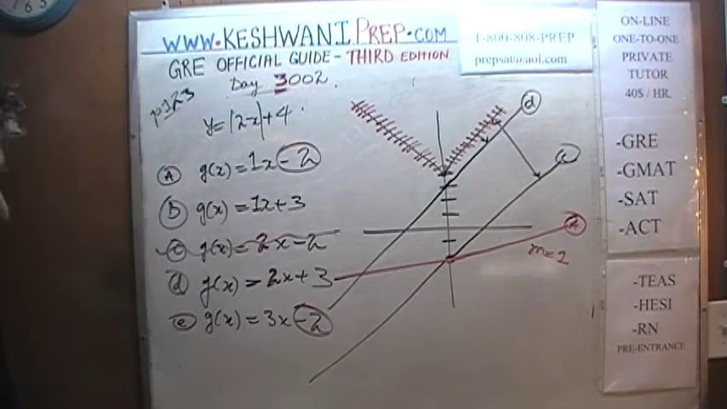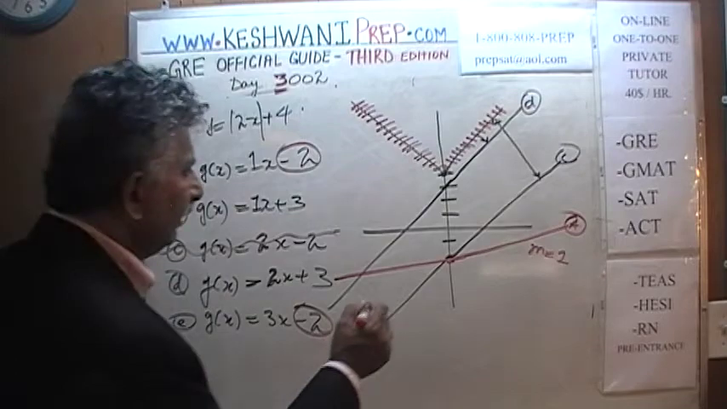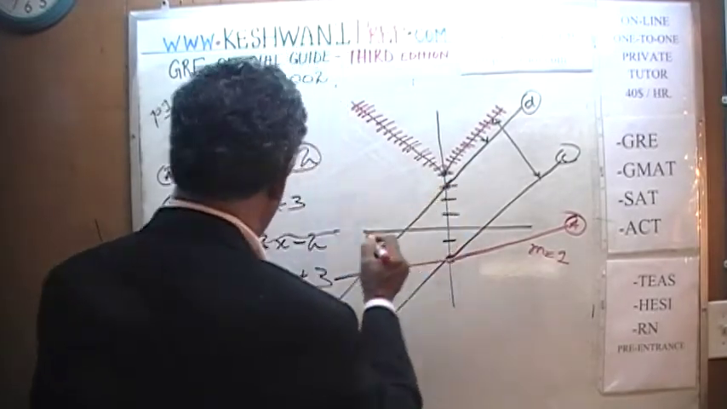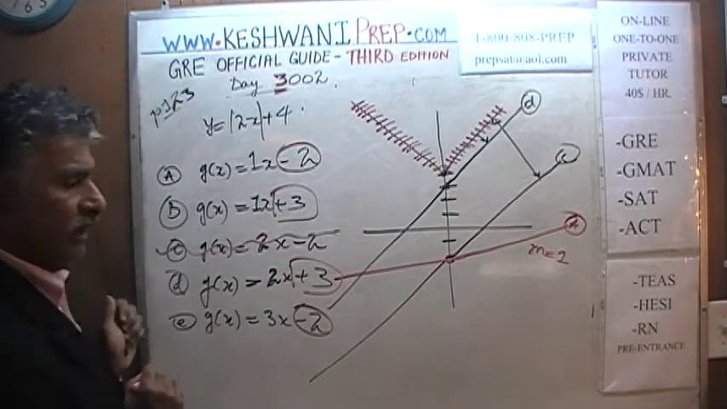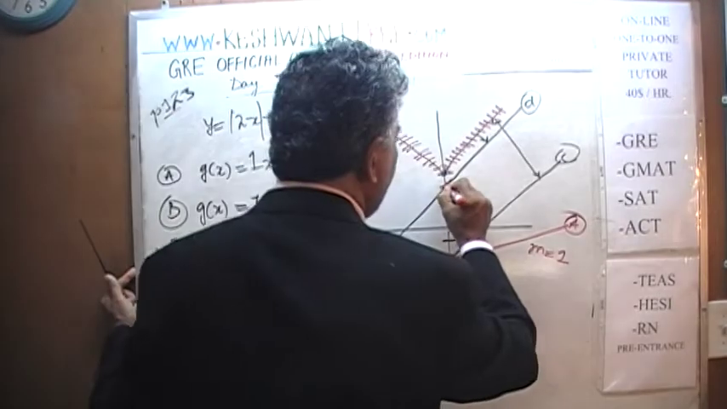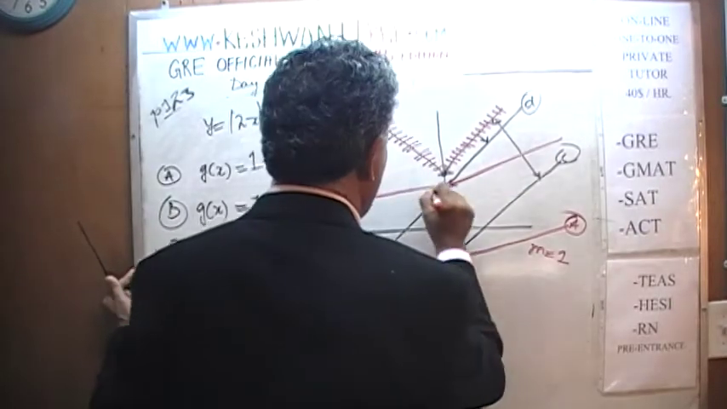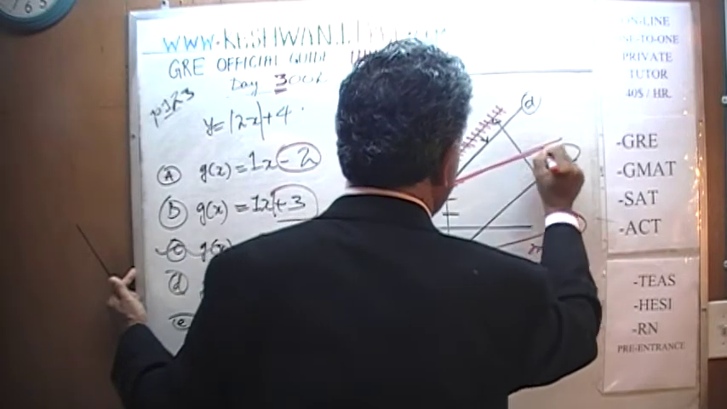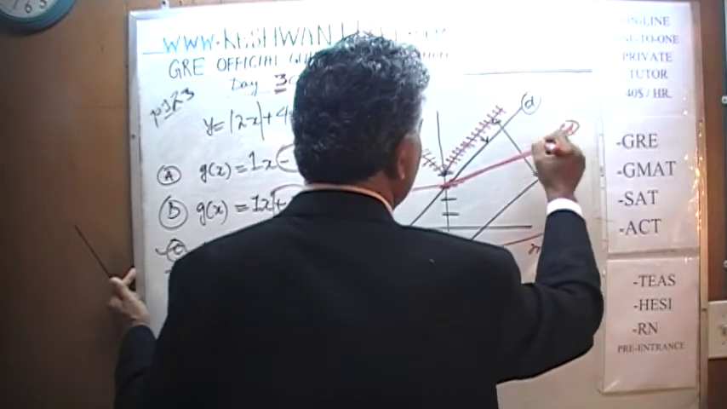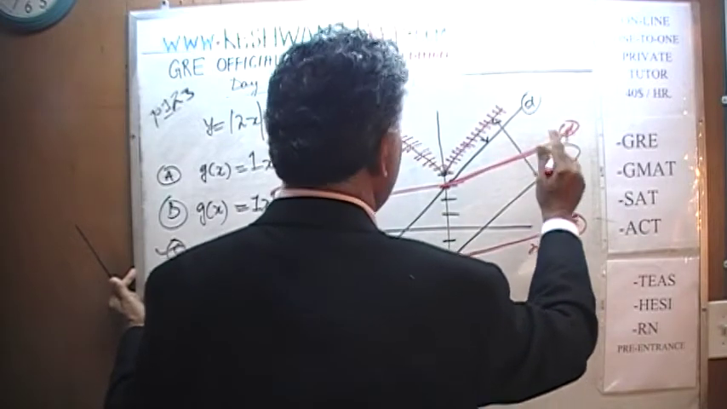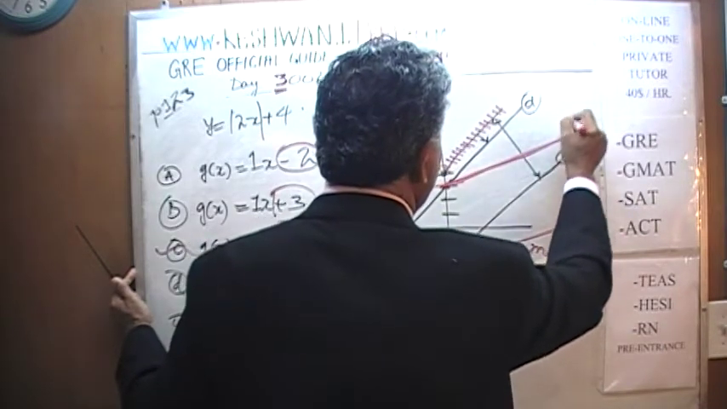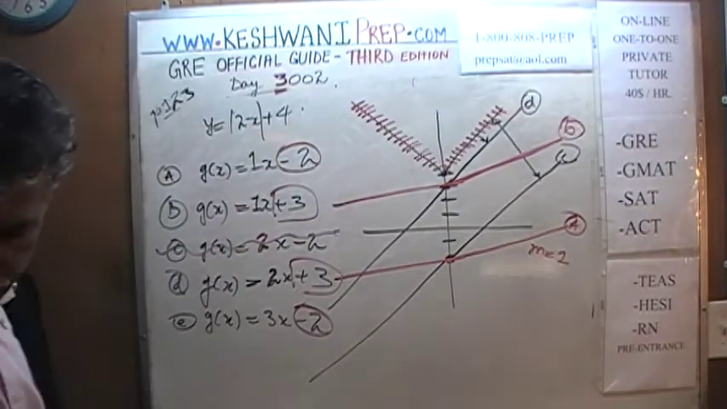What about B? Same exact thing. It starts with 3. 1, 2, 3. Same as this one, there is 3 and there is 3 right here. But again, with a slope of 1, so it's going to be shallower. This is your line B. It has a slope of only 1.